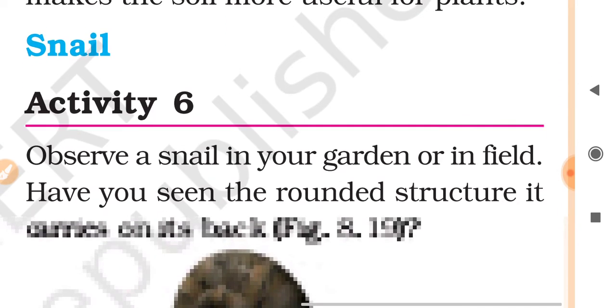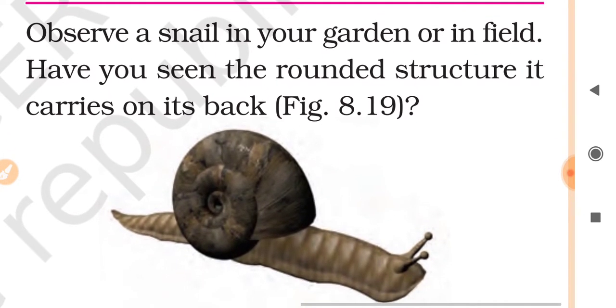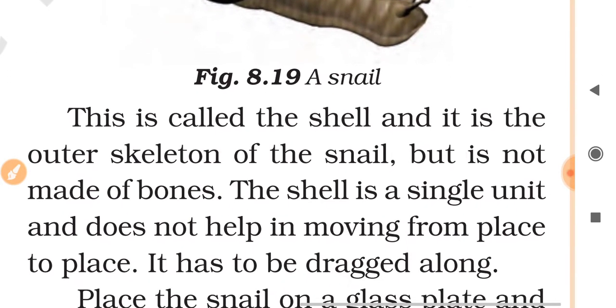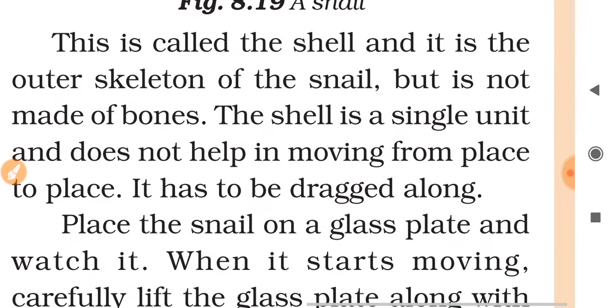Next is the snail. Observe a snail in your garden or in the field. Have you seen the rounded structure it carries on its back? Like this structure. I hope you have already seen the snail. This is called the shell and it is the outer skeleton of the snail, but it is not made of bones. The shell is a single unit and does not help in moving from place to place. It has to be dragged along.